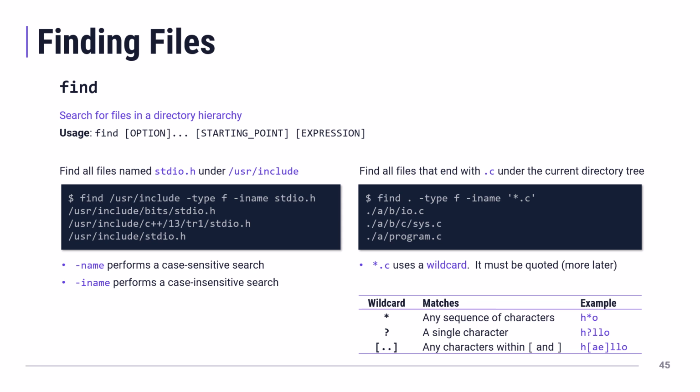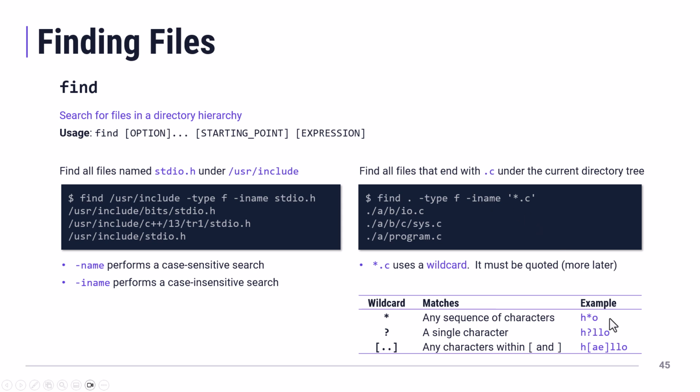And then any characters between those square brackets, it's going to match any of those characters. So that H and then AE LLO would match the word hallo, in other words, the German word for hello. It would match the English word hello, and so on. Okay, so those are different wildcards that you can use in your find command.